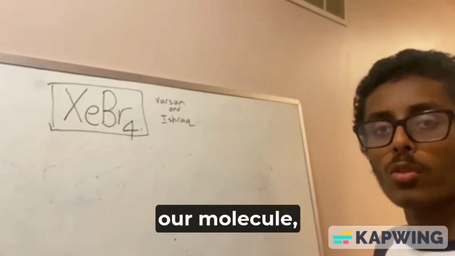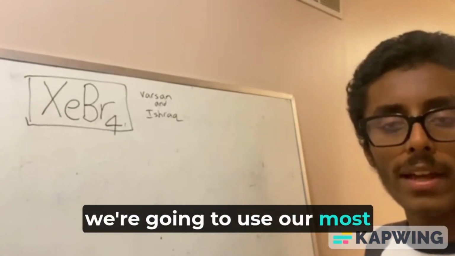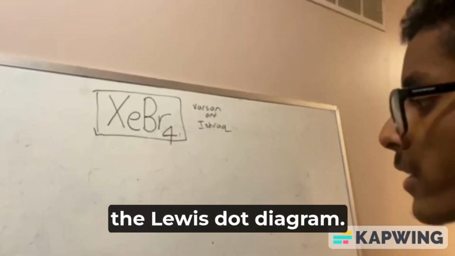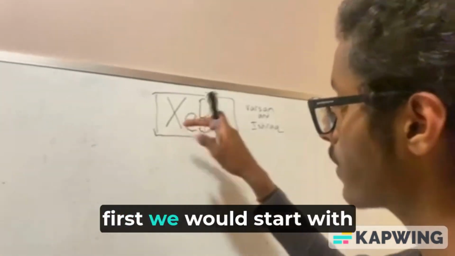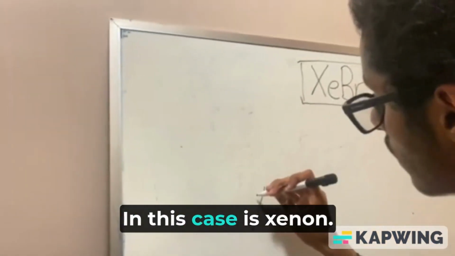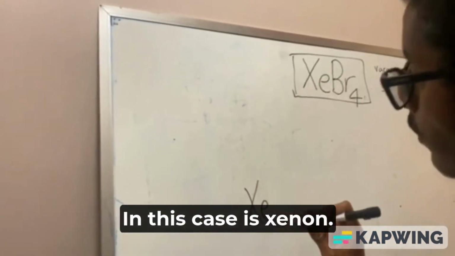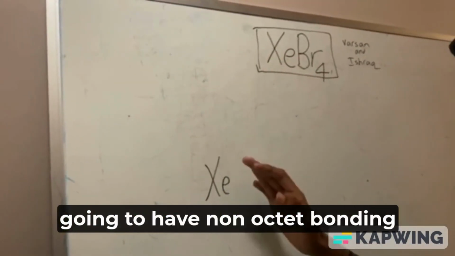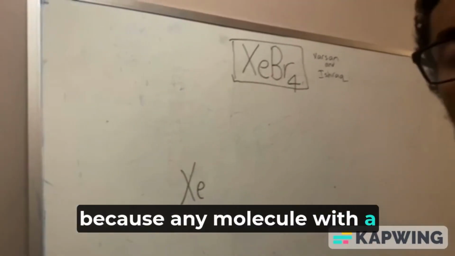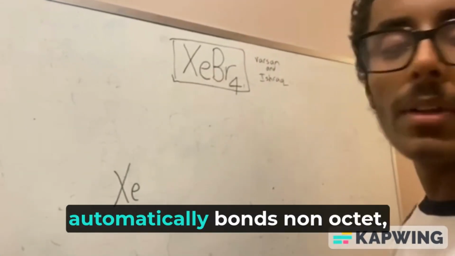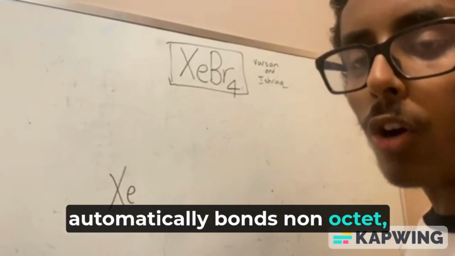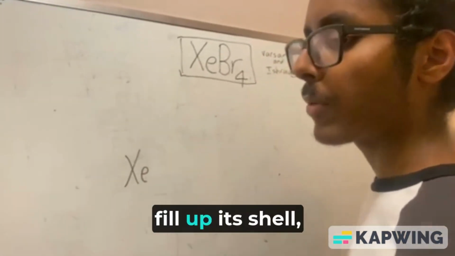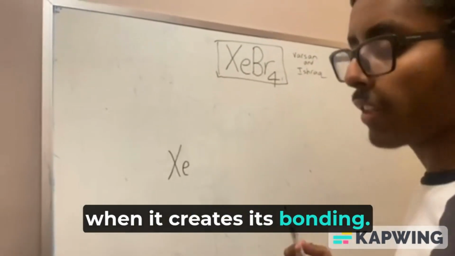To start to understand our molecule, we're going to use our most basic form to view it, the Lewis dot diagram. To do that, first we will start with our central atom, which in this case is xenon. Now we know that our molecule is going to have non-octet bonding because any molecule with a noble gas central atom automatically bonds non-octet, meaning it doesn't need 8 valence electrons. It doesn't want to fill up a shell when it creates its bonding.